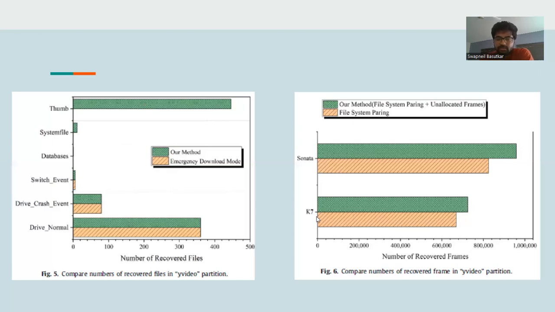And if you see the cars, comparing the cars K7 and Sonata, the number of recovered frames, the method used is file system parsing plus unallocated frames. The number of recovered frames is much higher compared to file system parsing alone.